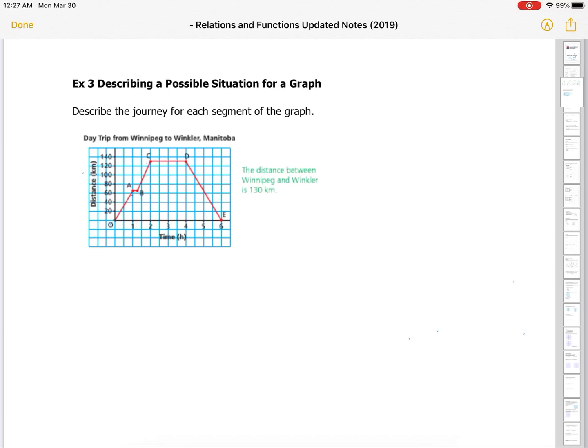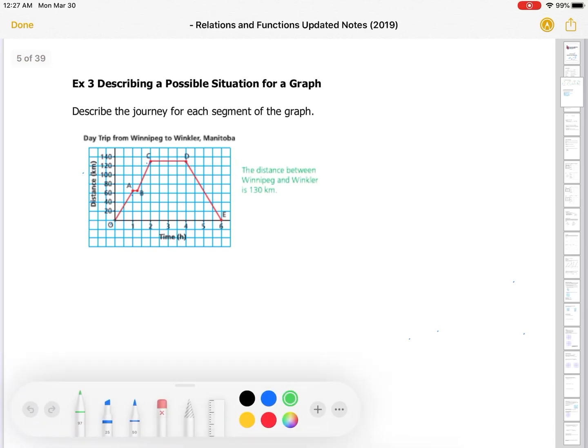So looking at example number 3, describing a possible situation for a graph, we want to take a look at this graph and think about what's going on in each of these sections. This describes a day trip from Winnipeg to Winkler, Manitoba. We got up in the morning, we live in Winnipeg, we're going to drive to Winkler, hang out for a little while, and then come back. So we want to think about exactly what's going on in each of the sections.